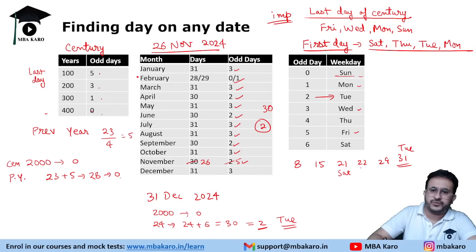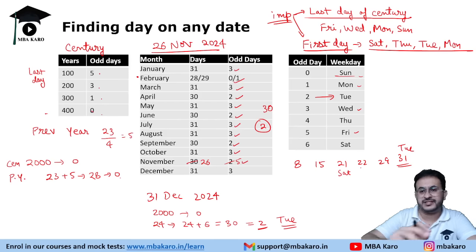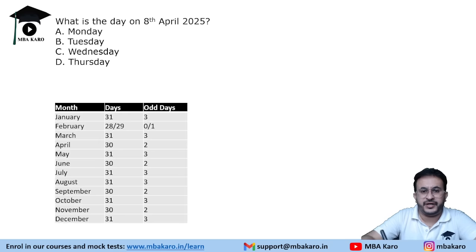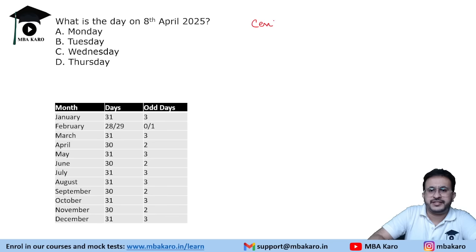Many times I have encountered such questions in different examinations, last day of century and first day of century. So let us use this technique to find the day on 8th of April 2025. We will use this calendar over here. First of all, we'll find the century. Century is 2000, so that means 0 years. Then we find the previous years. The previous years are 2024, so we have to do 24 years.